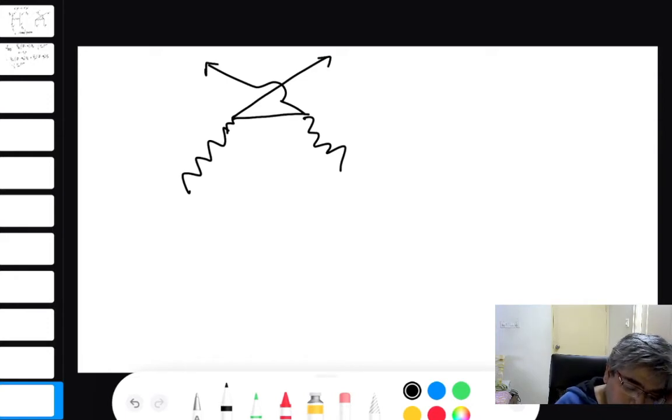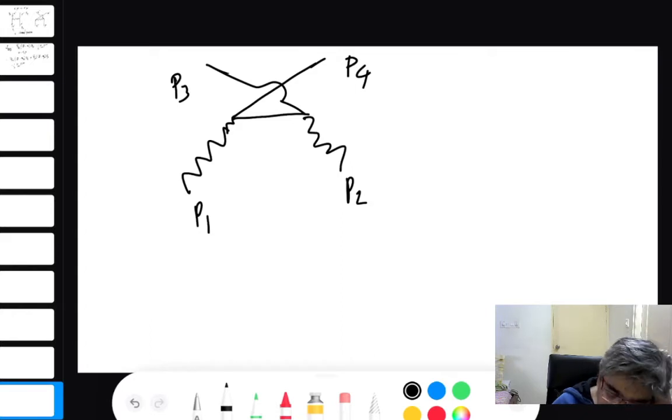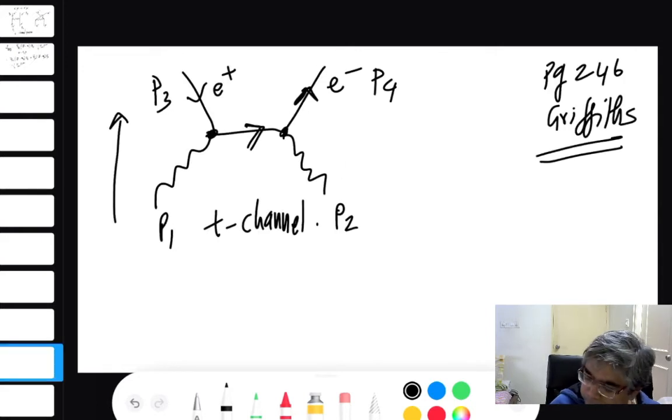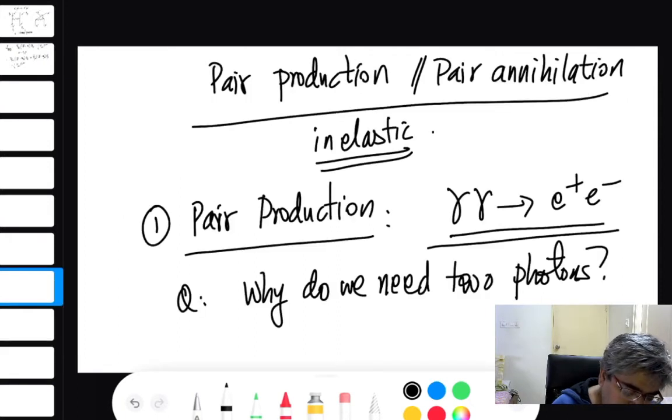One second. I just checked the momentum signs. So, okay. Now this is P1, P2, P3, and P4. So this would be E. This diagram. So this would be E plus. So what do we have? E plus, E minus, and so on. So this is the process in which you have two photons going to a pair of electrons and positrons.